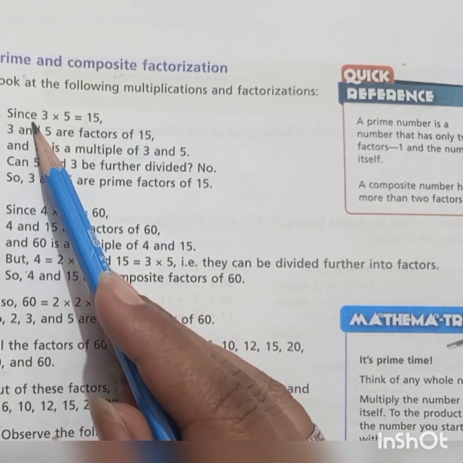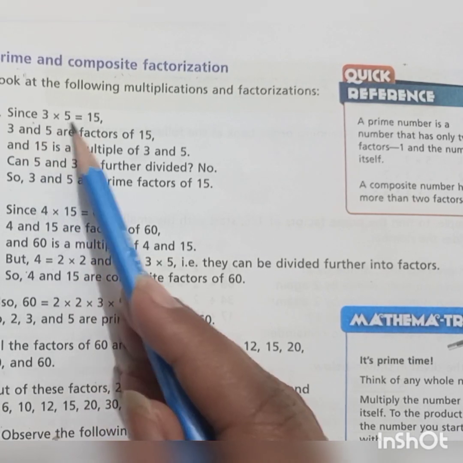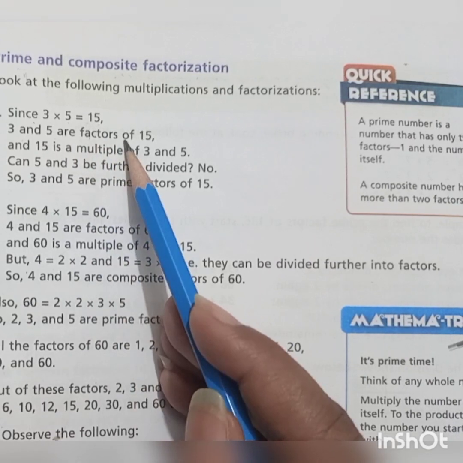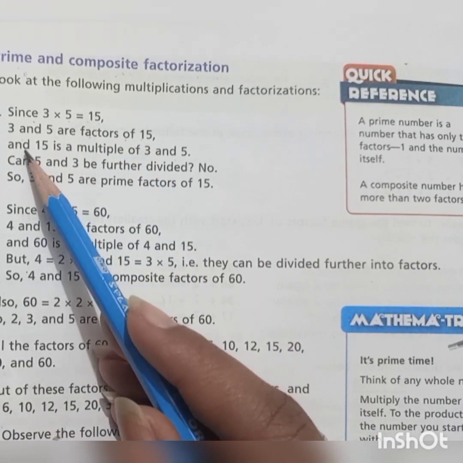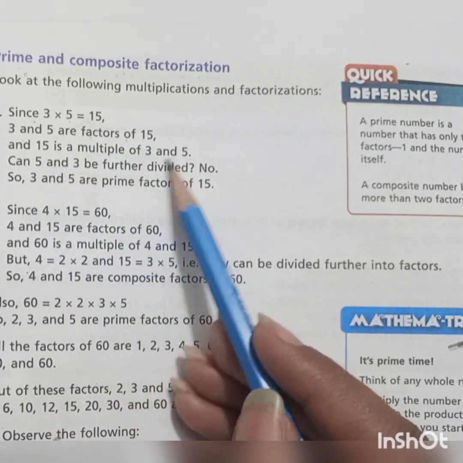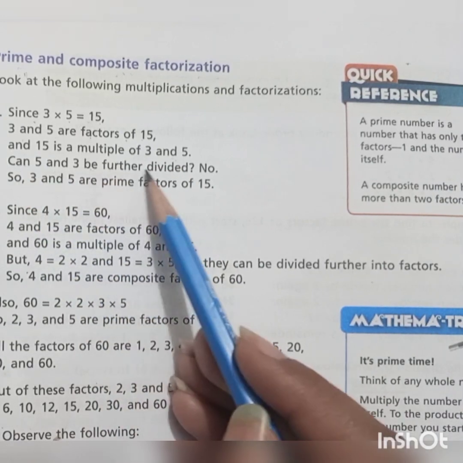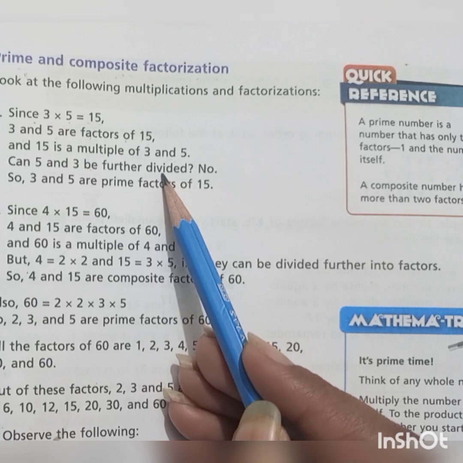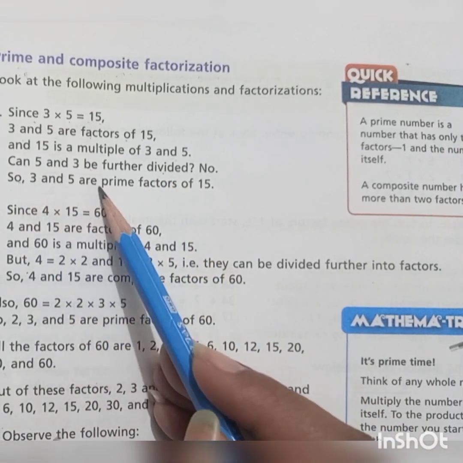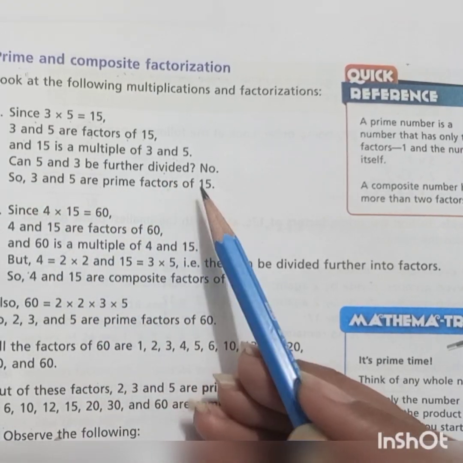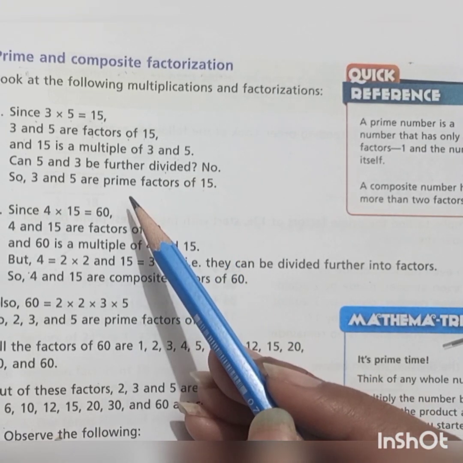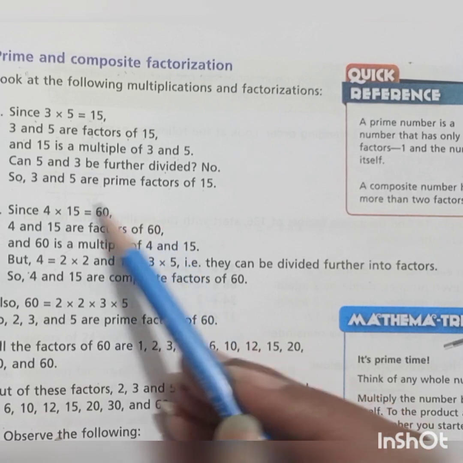As you can see here, since 3 multiplied by 5 is equal to 15, 3 and 5 are the factors of 15, and 15 is a multiple of 3 and 5. Can 5 and 3 be further divided? Students, can 5 and 3 be further divided? No. So 3 and 5 are the prime factors of 15, which means that if numbers cannot be further divided, they are called prime factors.